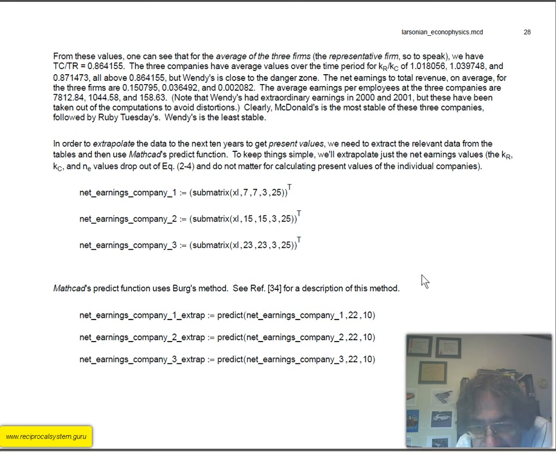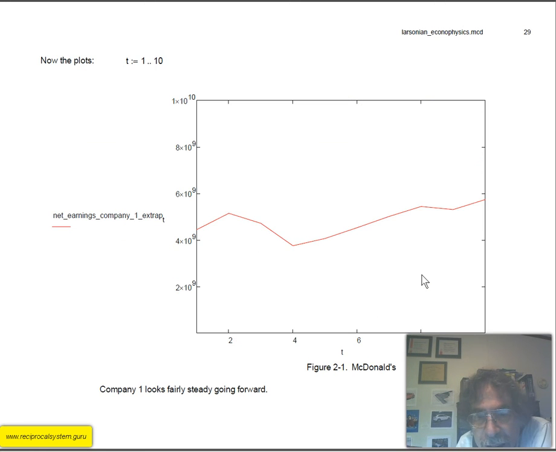So now this gives us the extrapolations for these three companies. So here's McDonald's, and we're going from periods 1 to 10, and you can see this is pretty stable. It's pretty nice, net earnings.